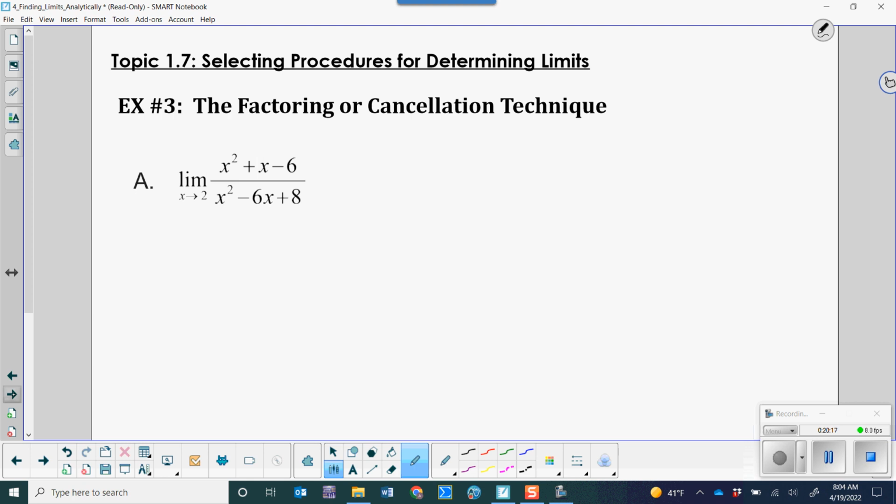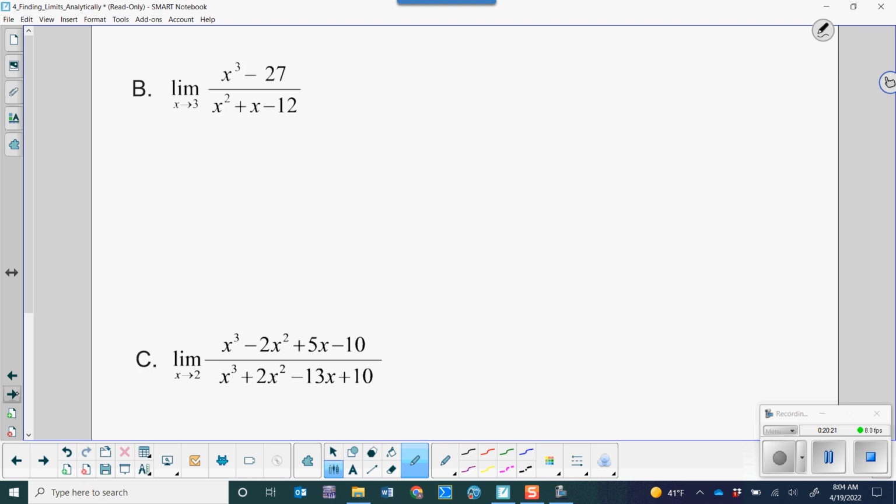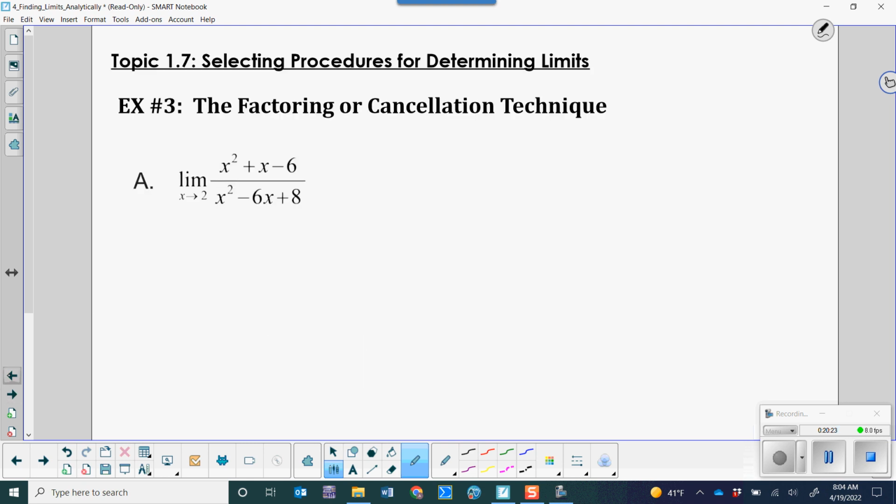I think this problem is different than what your paper says. So let me go back. I don't know why this problem is not the same, but that's not what I have on the paper. So I think you're supposed to have this problem.